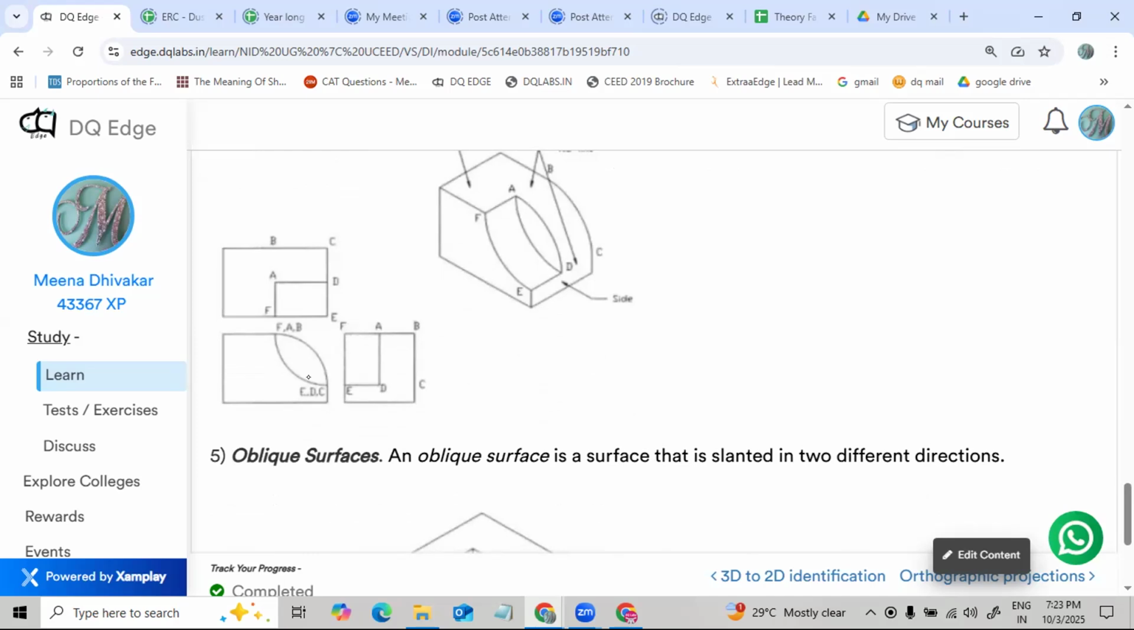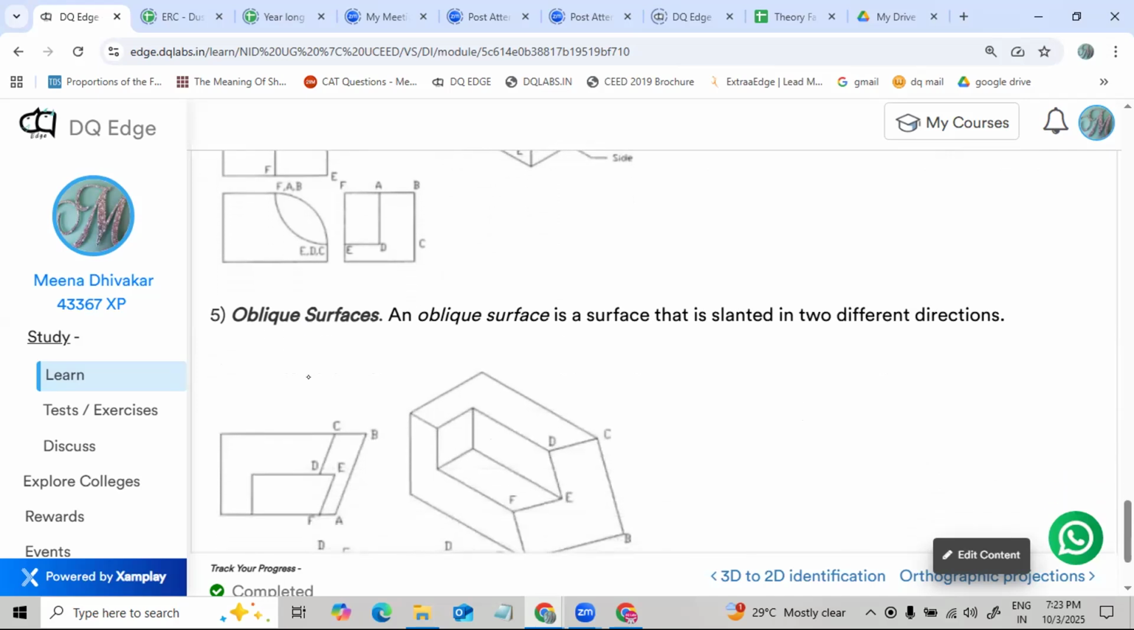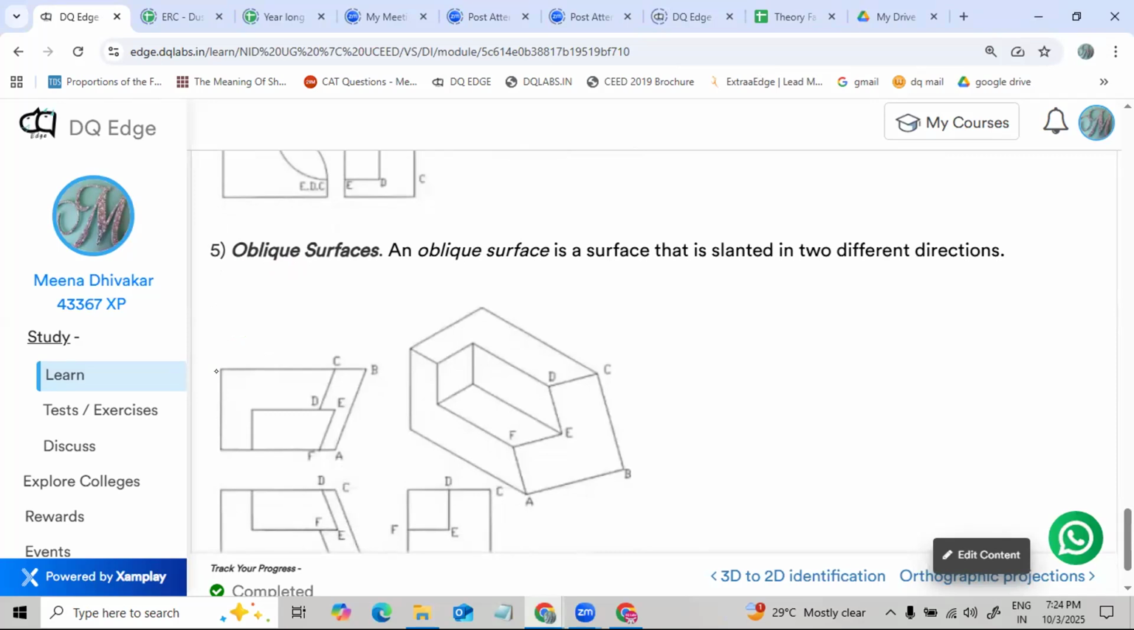Now there is one thing called an oblique surface, which is a very challenging surface. You know what this oblique surface is? There will be slanting surfaces, but when I see the slanting surface in a different view, it changes its direction. Can you see this? I'll show you. Can you see this top view? There is a slanting from right top to left bottom. Do you agree?